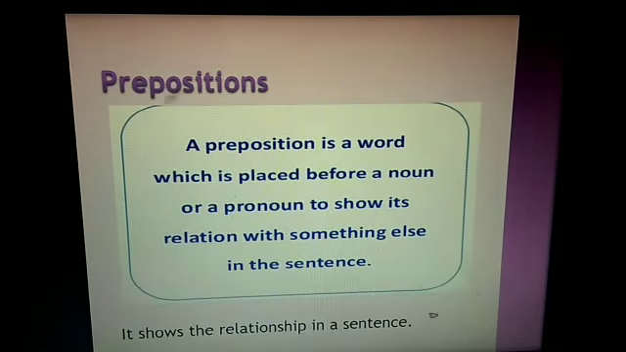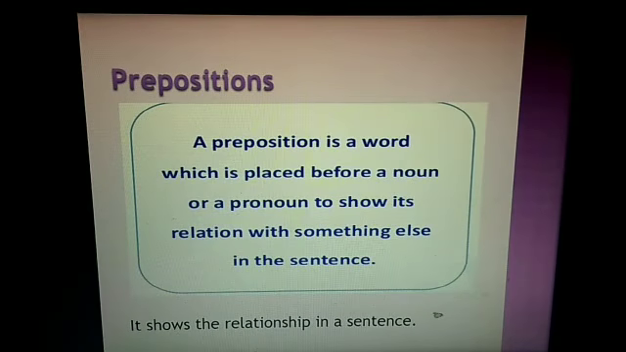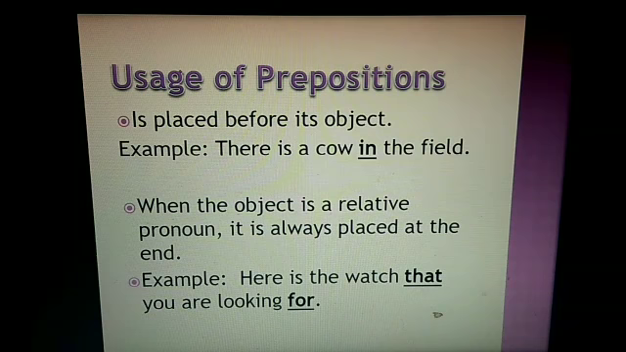What is a preposition? A preposition is a word which is placed before a noun or a pronoun to show its relation with something else in a sentence. That means it shows the relationship in a sentence. Usage of prepositions: it is always placed before its object. Example, there is a cow in the field. When the object is a relative pronoun, it is always placed at the end. Example, here is the watch that you are looking for.